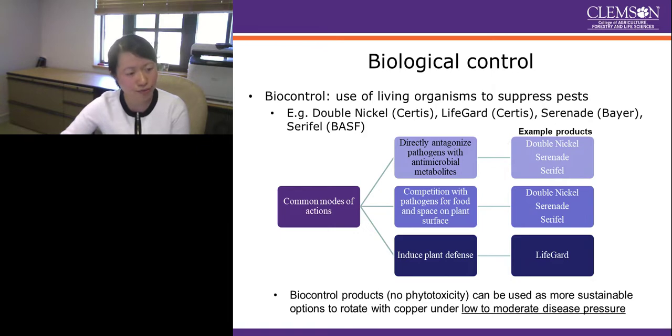And they have 3 common modes of action. The first one is they can directly antagonize the pathogen by secreting antimicrobial metabolites, or they can compete with the pathogen for food and space on the plant surface, or they can induce plant defense. So Lifeguard is an example of a biocontrol product that induces plant defense, while Double Nickel, Serenade, and Serafel all have the first 2 modes of action.